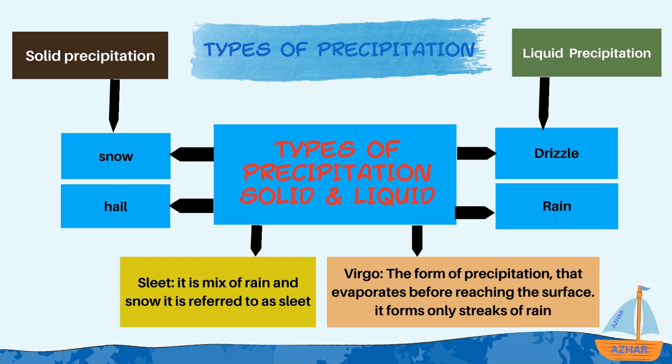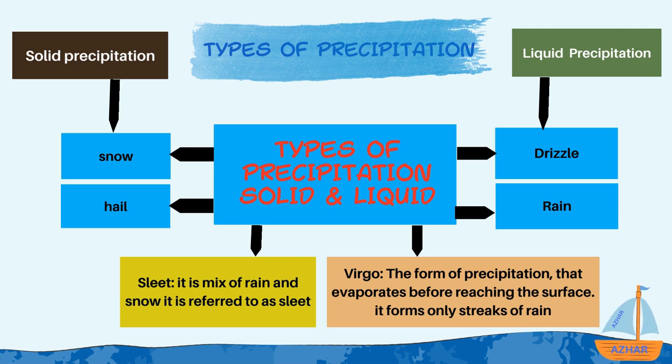It is types of precipitation. There are liquid and solid precipitation. Classification of precipitation is solid precipitation and liquid precipitation. In solid, we are seeing snow and hail. In liquid precipitation, drizzle and rain are included. Sleet is a form which is a mixture of rain and snow, and it is referred to as sleet.